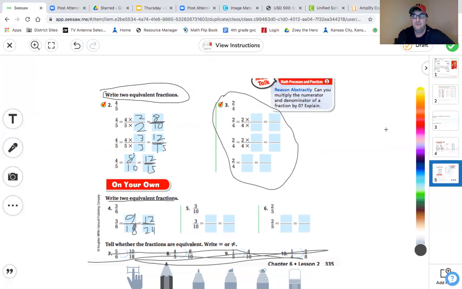All right? Remember, the key to making an equivalent fraction, all you got to do is multiply the numerator and the denominator by the same number, and you'll come up with the equivalent fraction. All right? Take a shot at it. Hopefully it makes sense. Otherwise, we'll keep working on it. Don't worry.